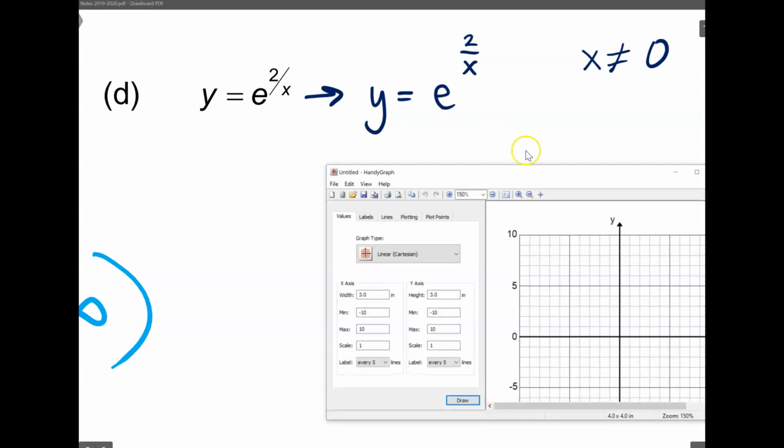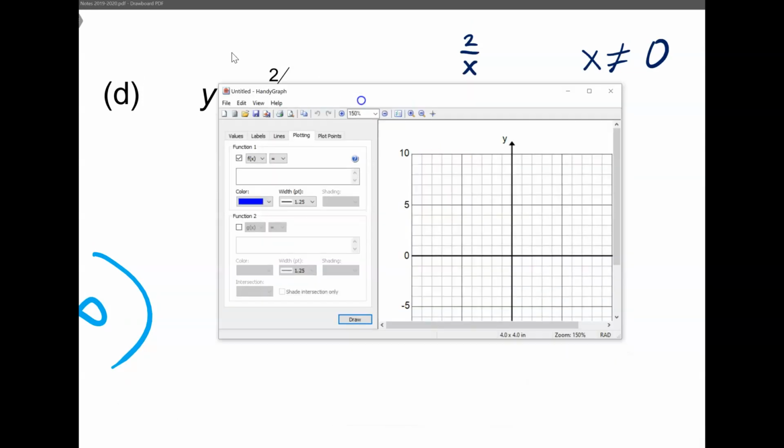So, e to the 2 over x. I see something weird's going on at 0. Because if you think about it, as x gets closer and closer to 0 from the right side, 2 divided by 1/2 is 4. 2 divided by 1/4 is going to be 8. Every time x gets smaller and smaller, my exponent gets bigger and bigger, and e to a large exponent goes to infinity. But on the left side, if I put in a negative, it would be like 1 over e to a large power. That's why I'll have an asymptote.